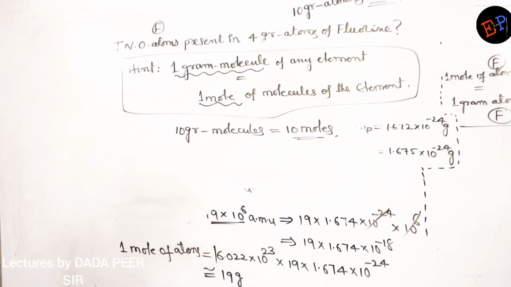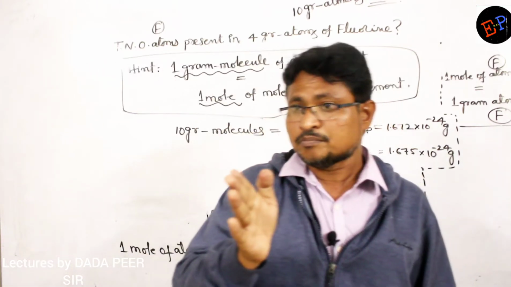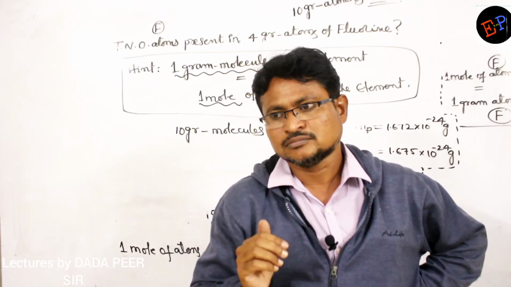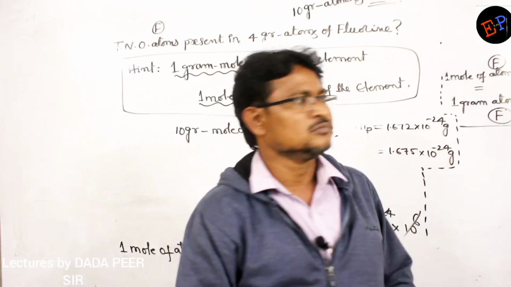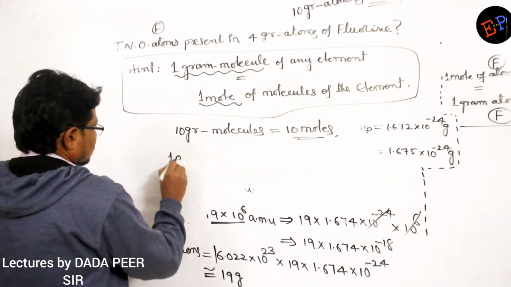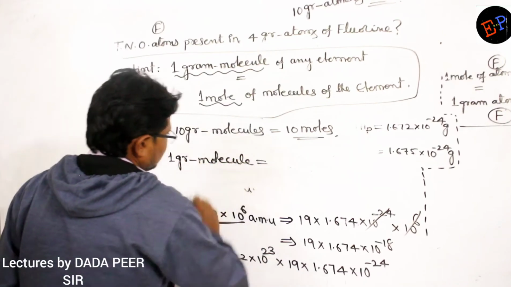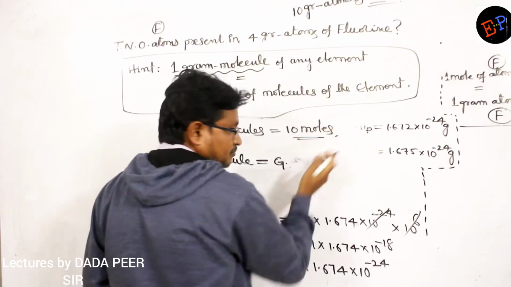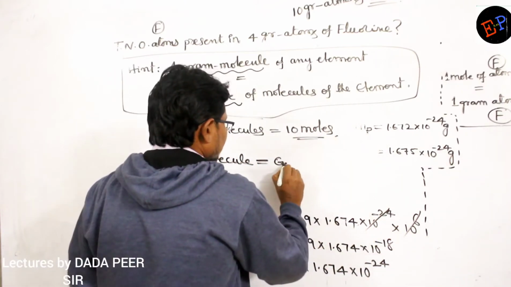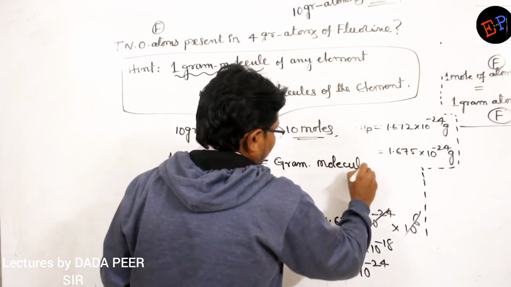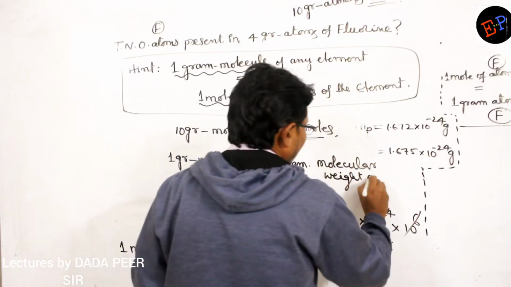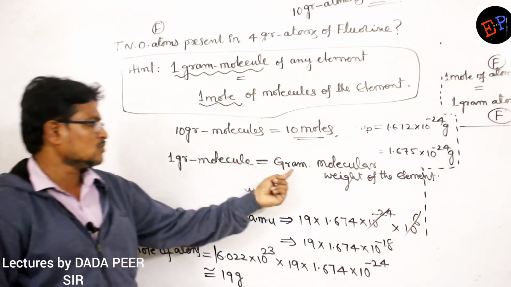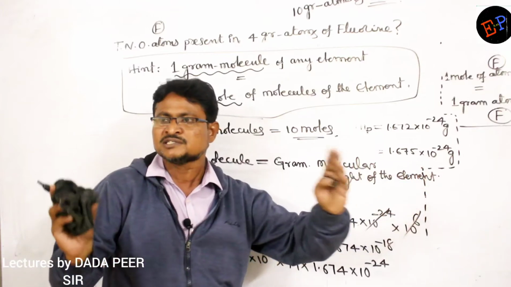One more relation here. 1 gram molecule is equal to gram molecular weight, GMW, of the element. Don't forget, these relations are very crucial.